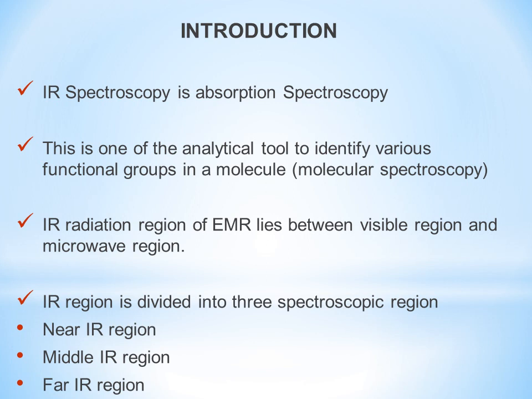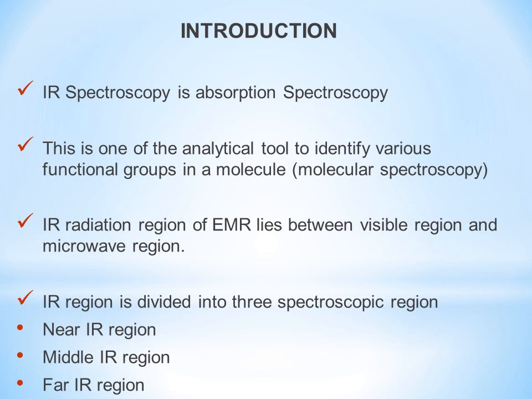UV visible spectroscopy always gives you information about whether the molecule is conjugated or non-conjugated, aromatic or aliphatic. IR spectroscopy gives us information about the various functional groups available in a molecule. Mass spectroscopy gives us molecular weight, and NMR spectroscopy gives an exact idea about the position of functional groups in a molecule and also the stereochemical behavior. We can say these four tools are nothing but the heart of analysis.